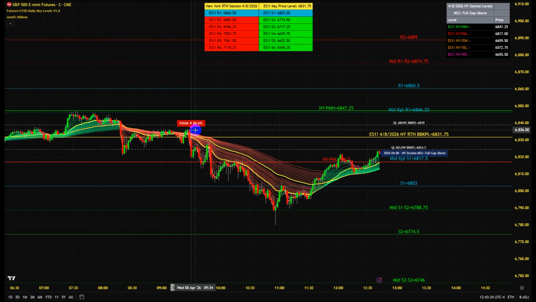All right, so as you can see here, we have a 9:30 a.m. BBKPL bearish alert here given by the futures CFDs daily key levels indicator. So this is going to be your bearish entry signal on the 9:30 a.m. opening candle.